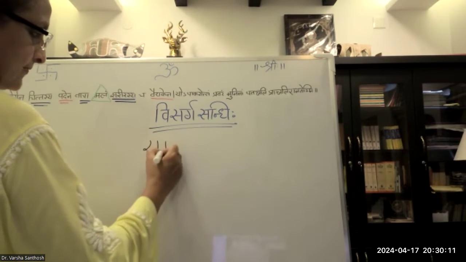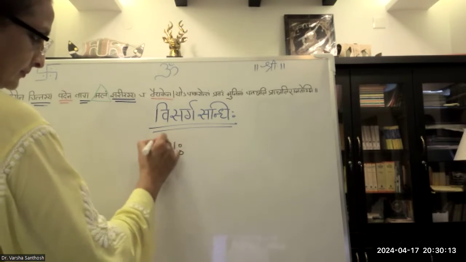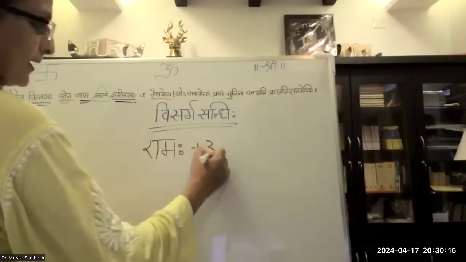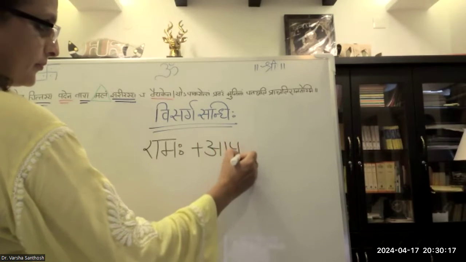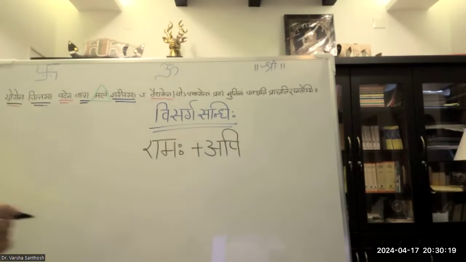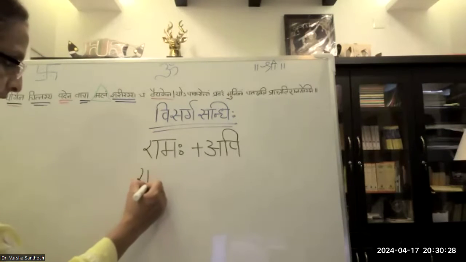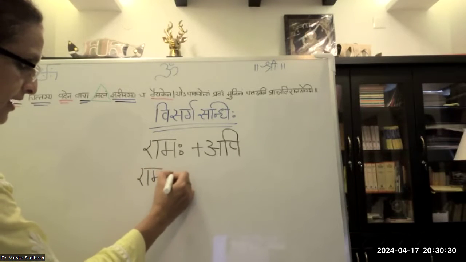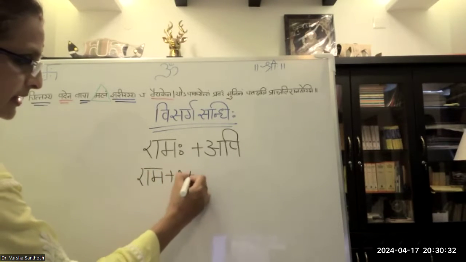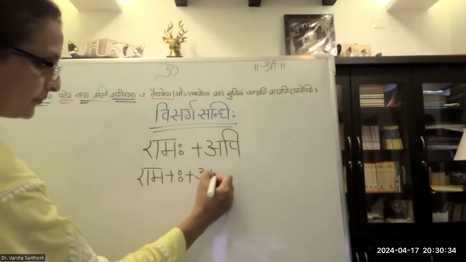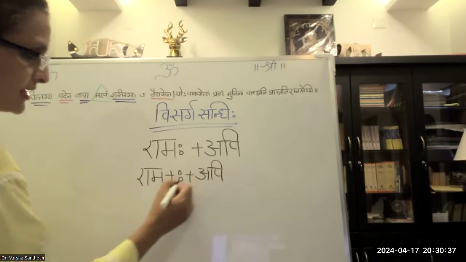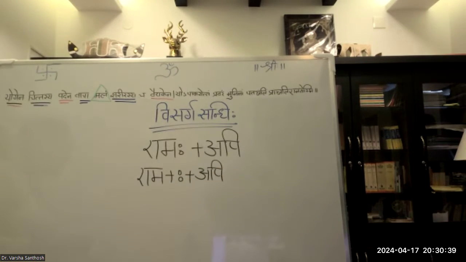Let us take this word, Ramaha plus Api. We are seeing this word Ramaha plus Api. Now we are seeing Visarga Sandhi, so I'm separating out the Visarga. So our Sandhi area is this. The Visarga I have separated out.